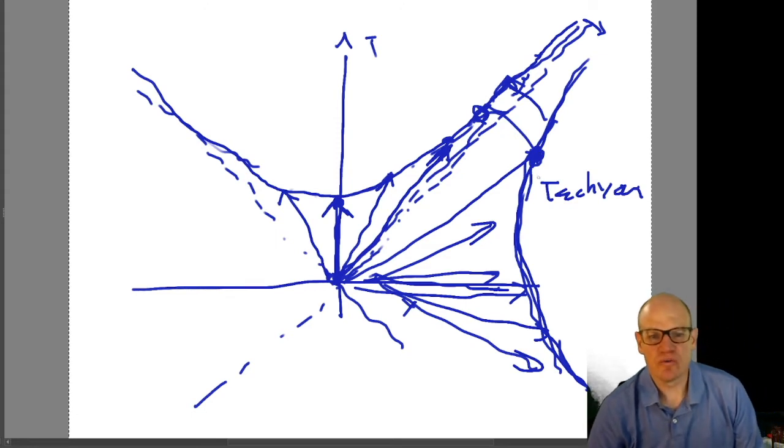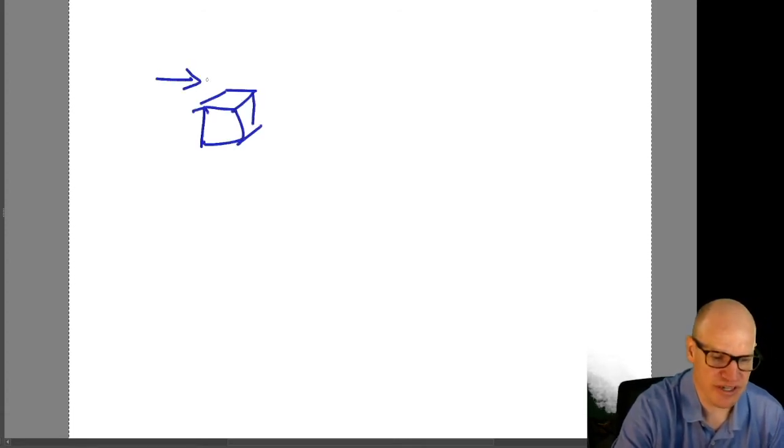Okay, now what happens if you take an object and you exert a force on that object? So here's an object, and you exert a force on this object.